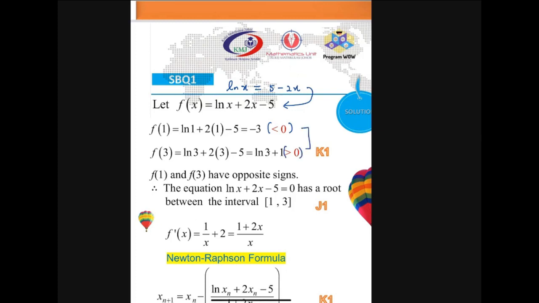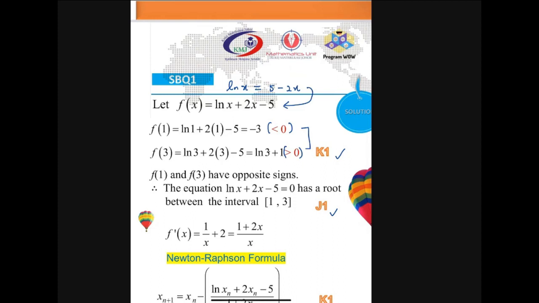Okay, so after that, make a conclusion. So since F1 and F3 have opposite signs, so equation of ln x plus 2x minus 5 has a root in between of the interval 1 up till 3. So make sure you make a full conclusion. So first mark goes to the way you show. Okay, and then second marks goes to the way you make a conclusion. So this is the first option while using algebraic method.